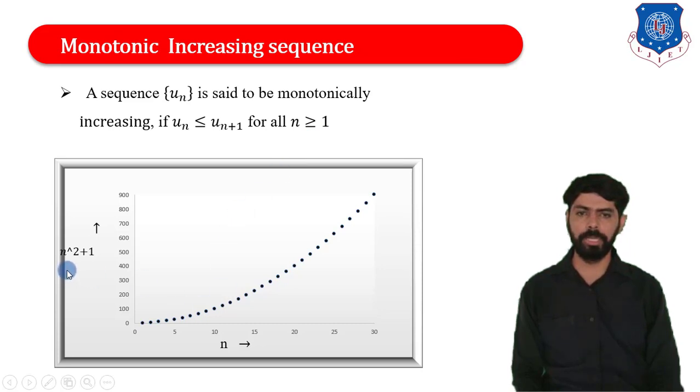Now if you look at the graph of the sequence n square plus 1, by putting different values of n in n square plus 1 we will get this graph. So this is the graph of the sequence n square plus 1 and you can see that this is a monotonically increasing sequence.